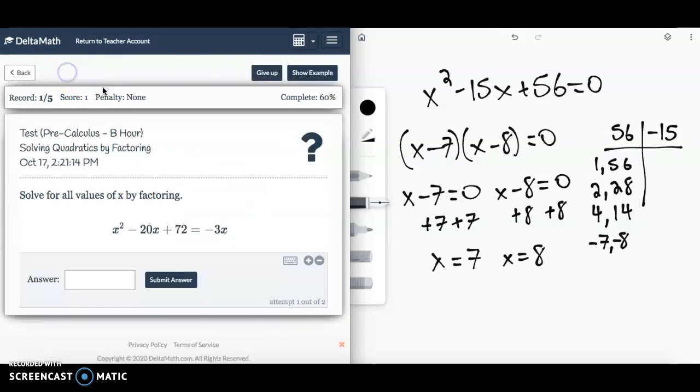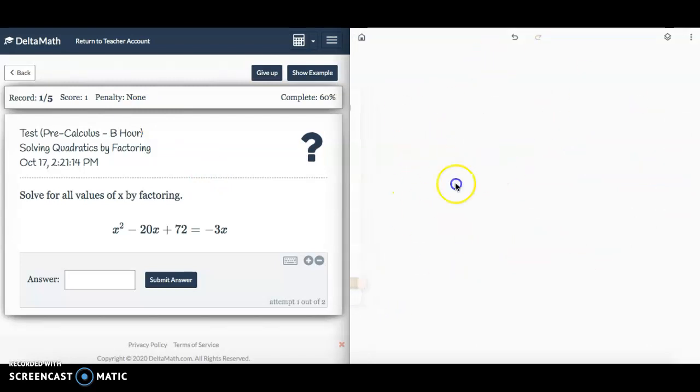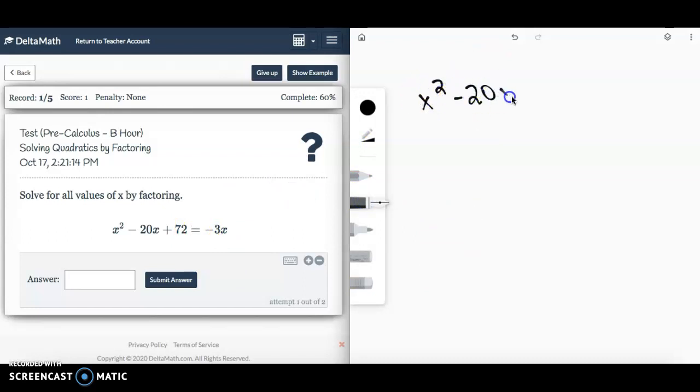Okay, let's try one more of these. So in this one, we have to check our first steps. Is it set equal to 0? No. Okay, so that's the first thing we're going to do. So x squared minus 20x plus 72 equals negative 3x. We'll get it equal to 0 by moving everything to one side of the equation. My x squared is already positive, so I'm just going to leave all the stuff over here. I'm going to move my negative 3x over by adding it. Make sure you combine it with what is actually your like term.